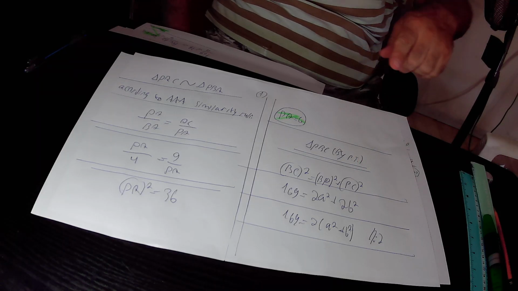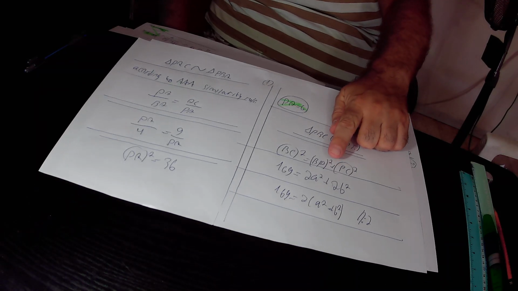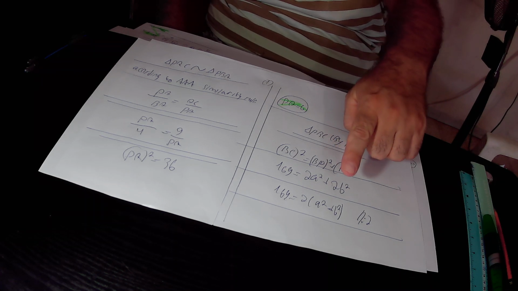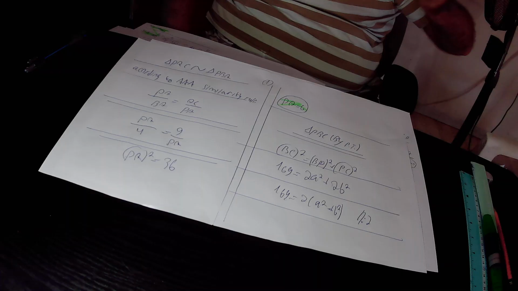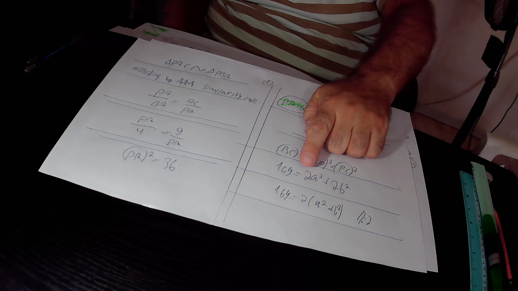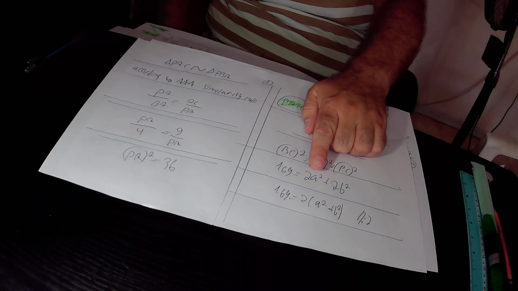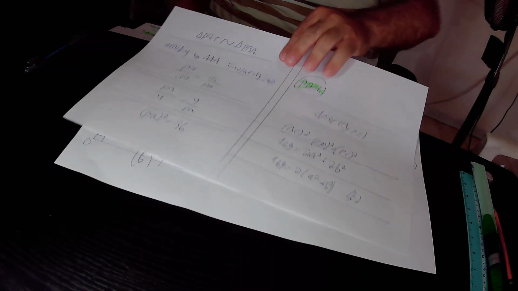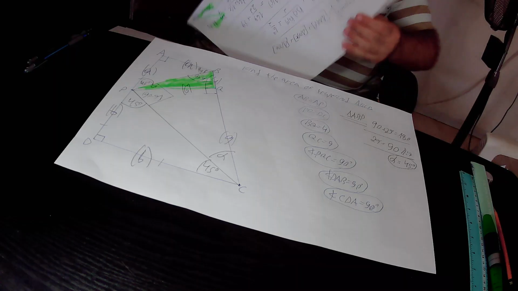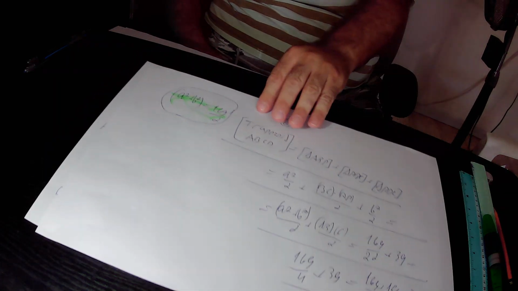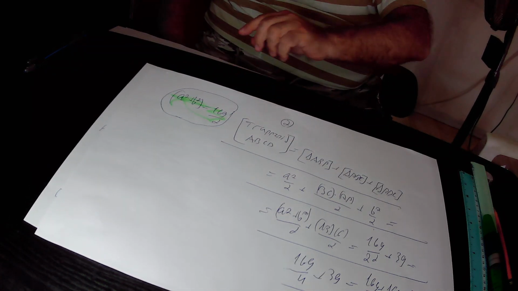So 169 equals, here we took out 2 as a common factor from those two expressions, so inside the brackets we are left only with A square plus B square. So in total we found out that 169 equals 2 times A square plus B square. Here we divided this equation by 2 and finally found out that a squared plus b squared equals 169 over 2.